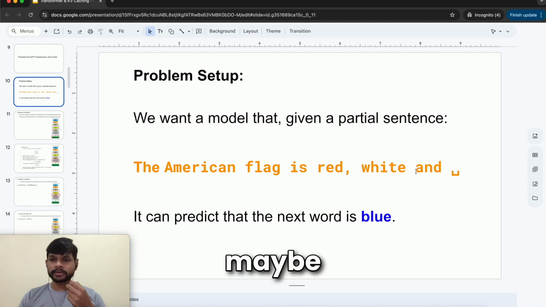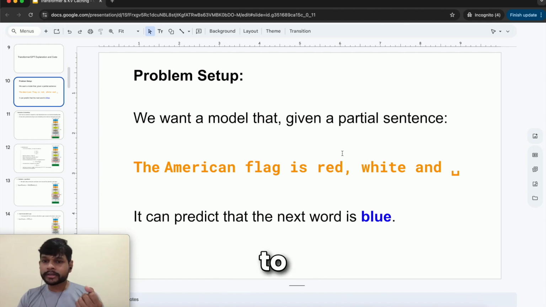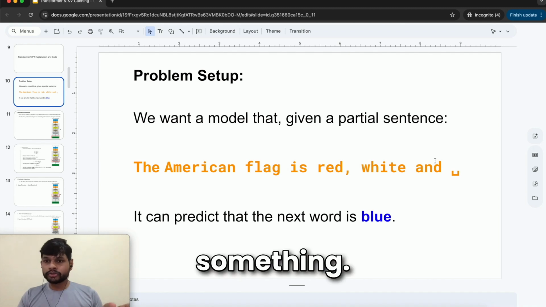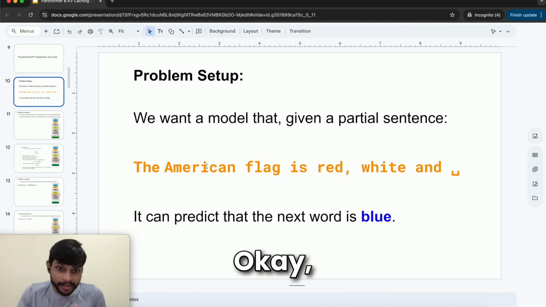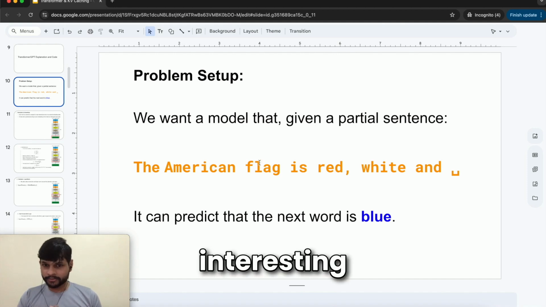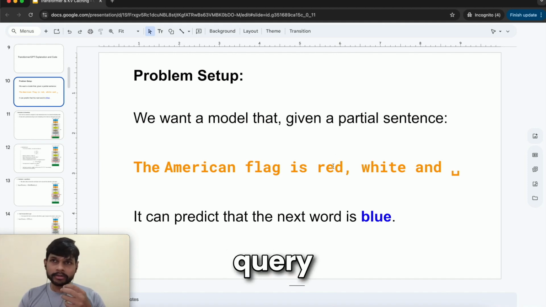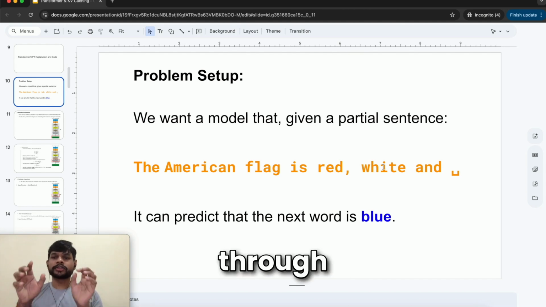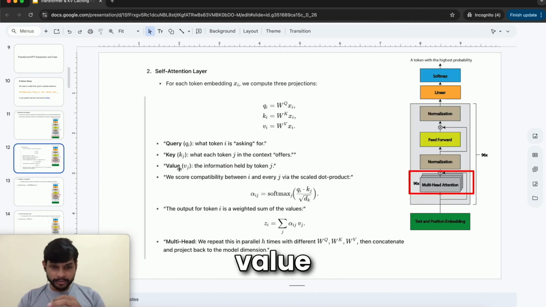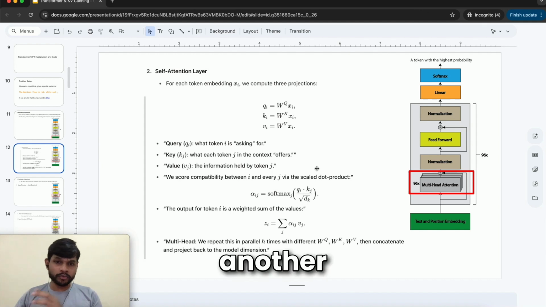In our example, the query vector for AND might query for, okay, which are the words I am supposed to connect to? So the red, white, and something. Maybe the flag queries for, okay, which flag? American flag. So American might be interesting for the flag. Red might query for something like, okay, whose color am I? It's the American flag's color, right? Same thing for white. So this is the mechanism we're trying to implement through the query vector. And the value vector is supposed to represent how the vector should change if it finds another word interesting.